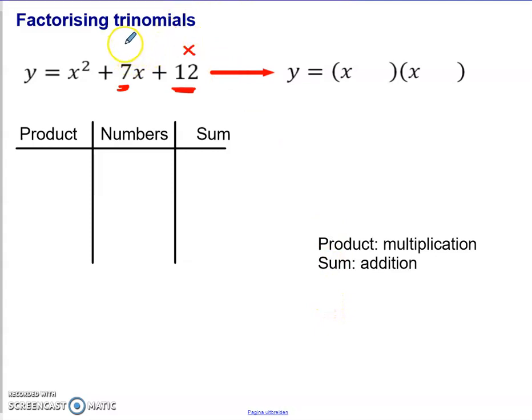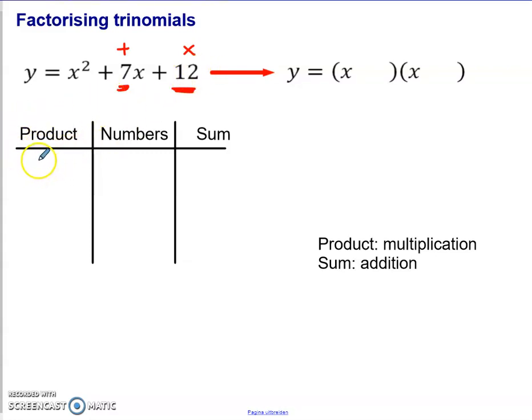So, I'm looking for two special numbers. When I multiply those numbers, it should give me 12. But in the meantime, when I add those same numbers, it should be 7. So when you are factorizing a trinomial, you're looking for two special numbers. Sometimes it's a bit difficult to find those numbers, and that's why we have this table. This table is really helpful, and you are free to use it, or maybe you don't need it. That's also perfectly fine. In this table, we always start with product, and that's 12.